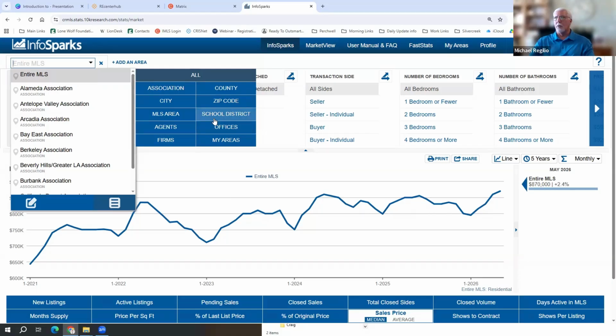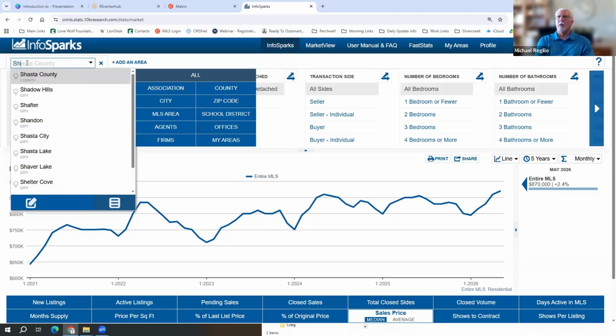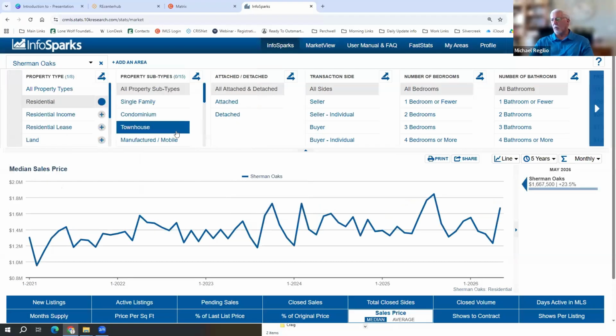This is a program that's used throughout the country, but the ones that are important to us are city, county, and zip code, and then my areas. So we can start out by choosing a city, or we can type in here Sherman Oaks and choose the city of Sherman Oaks, and it chooses our location that we want to search by.